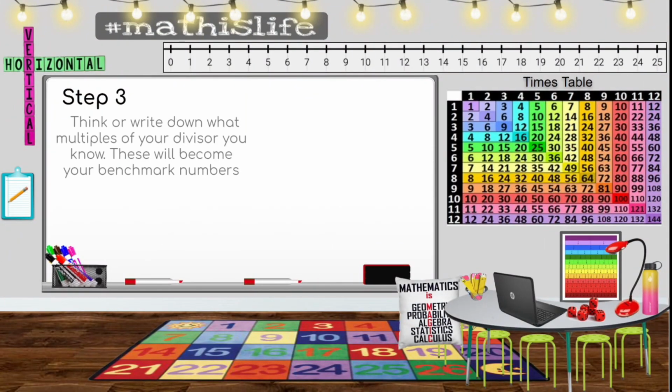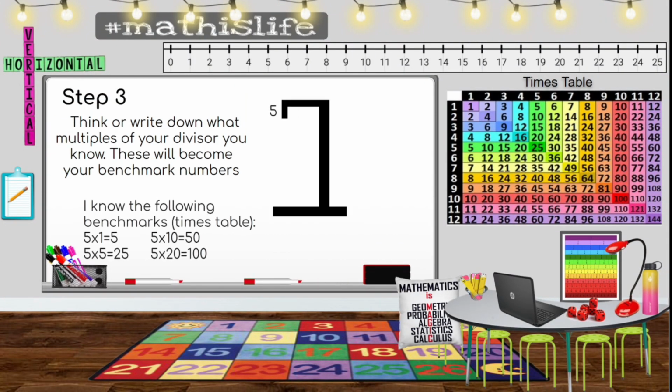Then for the second step, we're going to think and write down what multiples of your divisor you know. What times tables do you know? These will become your benchmark numbers. Just for this example, for argument's sake, I'm going to put down that these are the only times tables of the 5 that I know. 5 times 1 is 5. 5 times 5 is 25. 5 times 10 is 50. 5 times 20 is 100. Let's just say that those are the only multiples that I know.